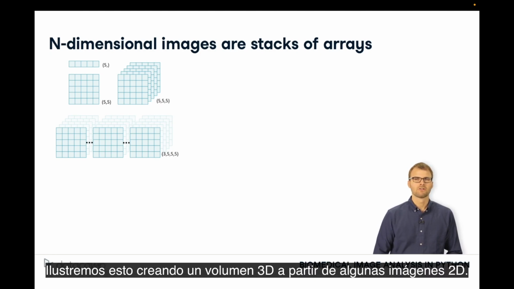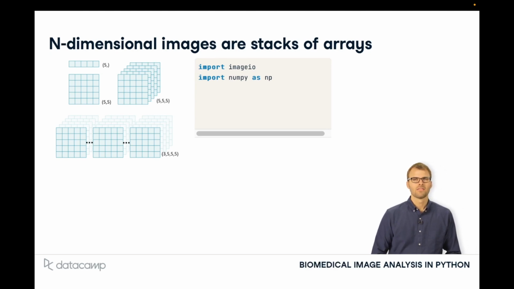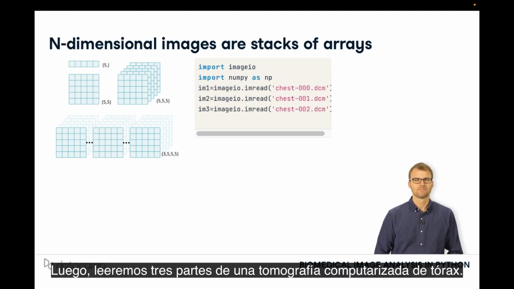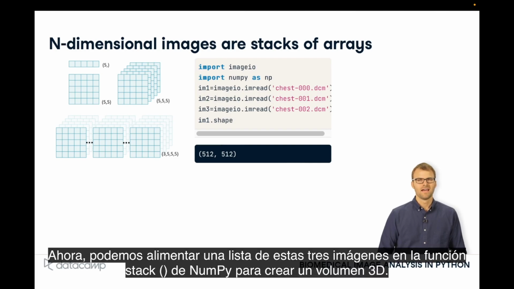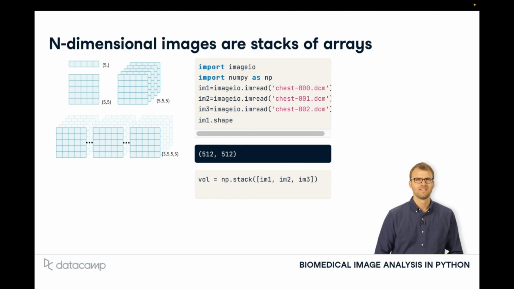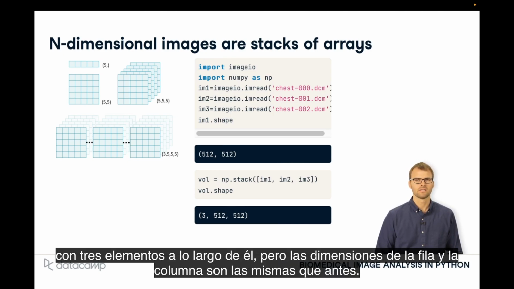Let's illustrate this by creating a 3D volume from a few 2D images. First, we'll load ImageIO and NumPy. Then, we'll read in 3 slices of a chest CT scan. Each of these slices is an array with 512 row elements by 512 column elements. Now, we can feed a list of these 3 images into NumPy's stack function to create a 3D volume. If we look at our new vol array, we see that it contains a third dimension with 3 elements along it, but the row and column dimensions are the same as before.